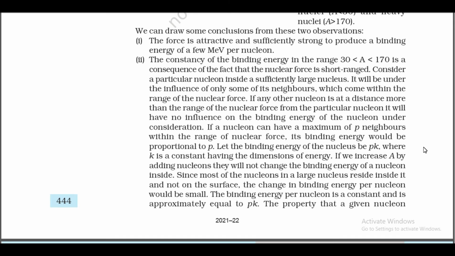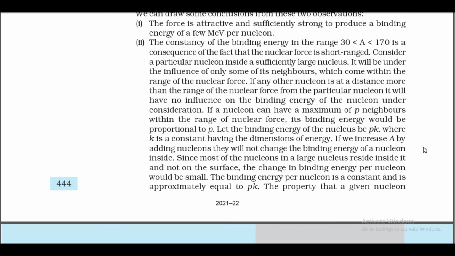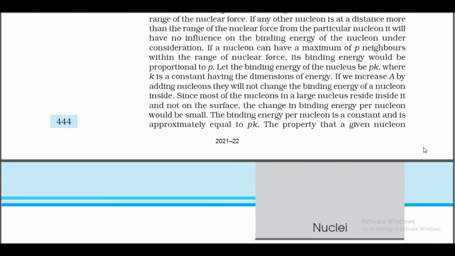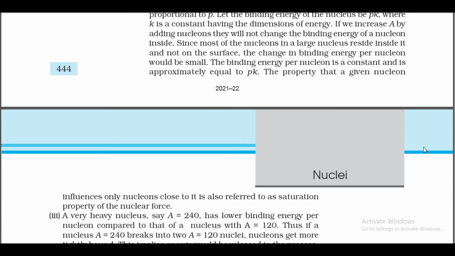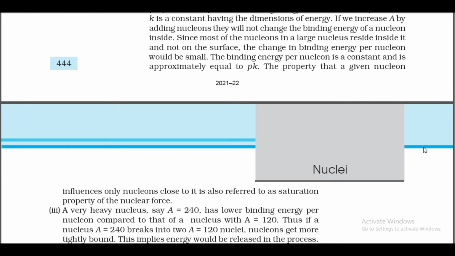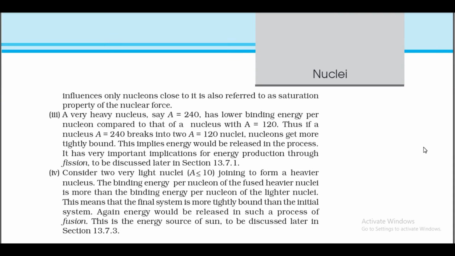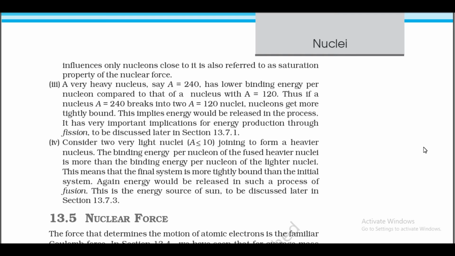Let the binding energy of the nucleon be pk, where k is a constant having the dimensions of energy. If we increase A by adding nucleons, they will not change the binding energy of a nucleon inside. Since most of the nucleons in a large nucleus reside inside it and not on the surface, the change in binding energy per nucleon would be small. The binding energy per nucleon is a constant and is approximately equal to pk. The property that a given nucleon influences only nucleons close to it is also referred to as saturation property of the nuclear force.